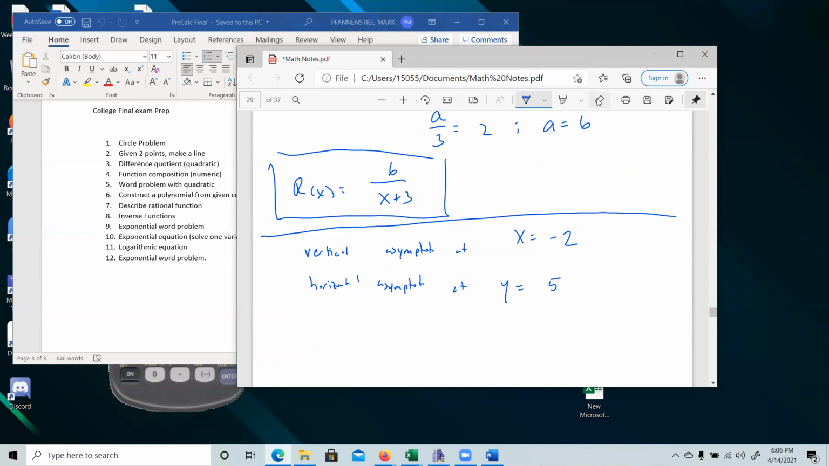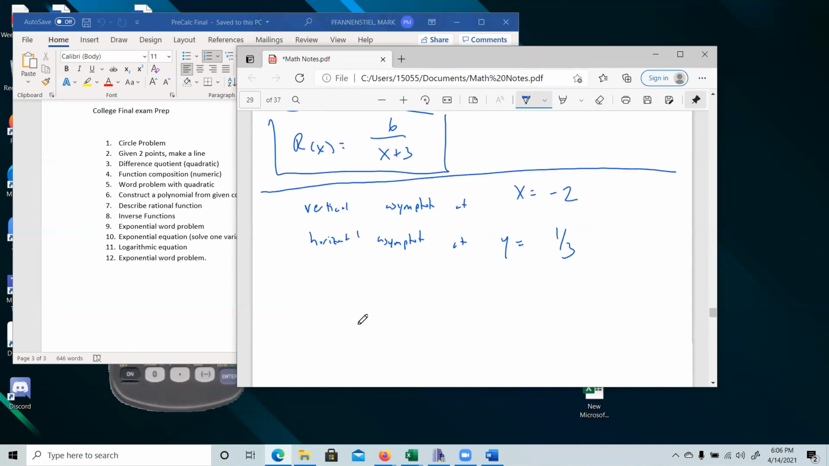How about a fraction? That'll make it harder. How about a third? All right. And let's go with a y-intercept of 1. All right. First thing about the vertical asymptote, x is equal to -2. That's my denominator. So x plus 2 must be a factor.